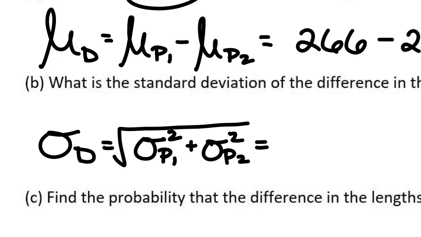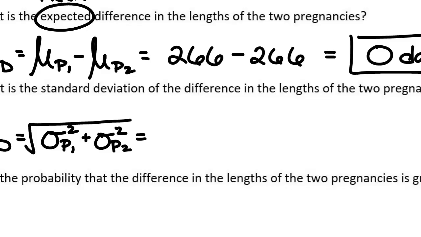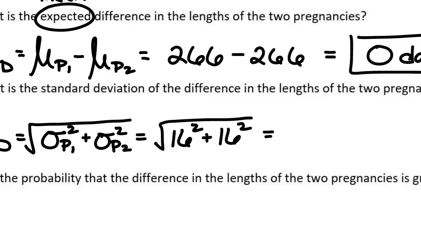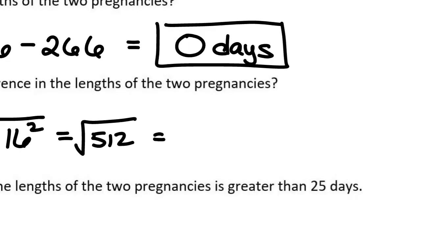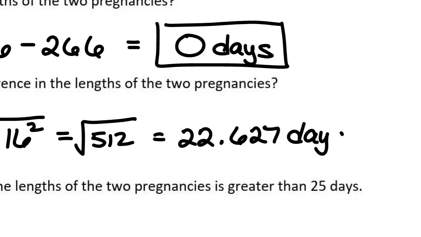radical. What is the standard deviation for pregnancy 1? 16. So 16 squared plus, what's the standard deviation for pregnancy 2? 16. So we do 16 squared, all underneath our radical. That gives me a square root of 512, which comes out to be about how much? Yes, 22 point, if I take it out to 3 places, 22.627. That would be days.